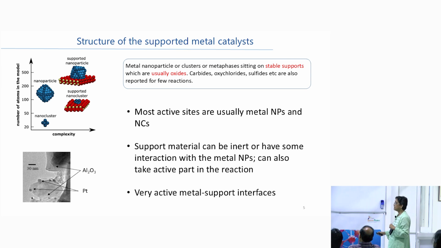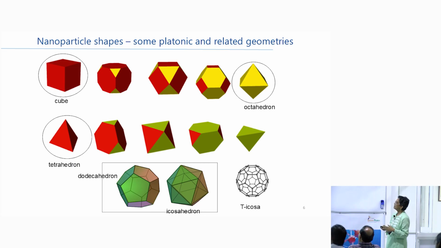And there is something called metal support interfaces. I won't have much time to deal with this, but I will just quickly talk about it. That is one of the ways in which you can control the deactivation of the material also. So we'll talk about some of these things. Now going to the nanoparticle or the metal part. Before even going to the nanoparticles, we'll look at some of the shapes. Maybe this is very rudimentary for you, but I'll quickly go through it so that you will register it faster.